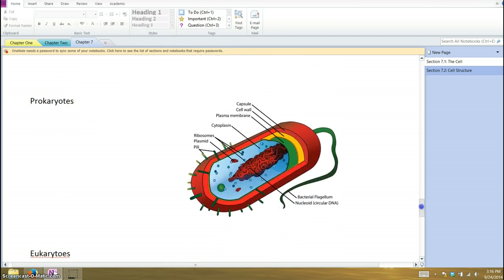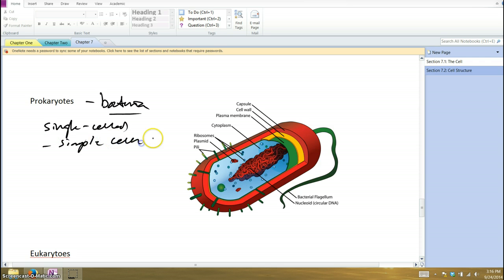All right, cells can be divided between two main types of organisms. Prokaryotes, basically comprise what we primarily think of as the bacteria. They are organisms that are all single-celled. They have, structurally speaking, relatively simple cells compared to the eukaryotes down here.